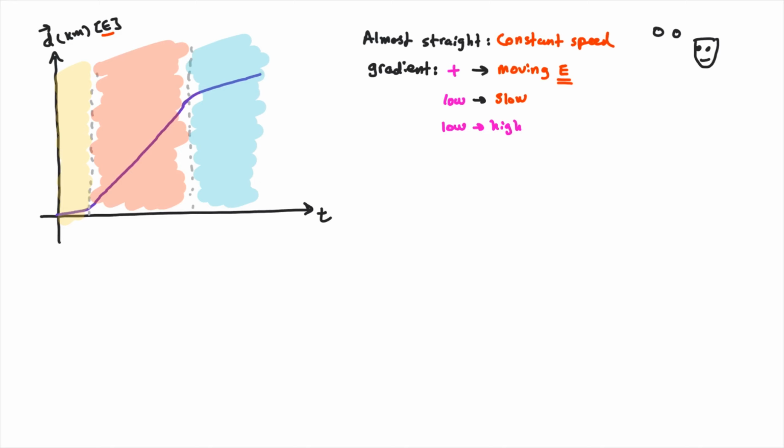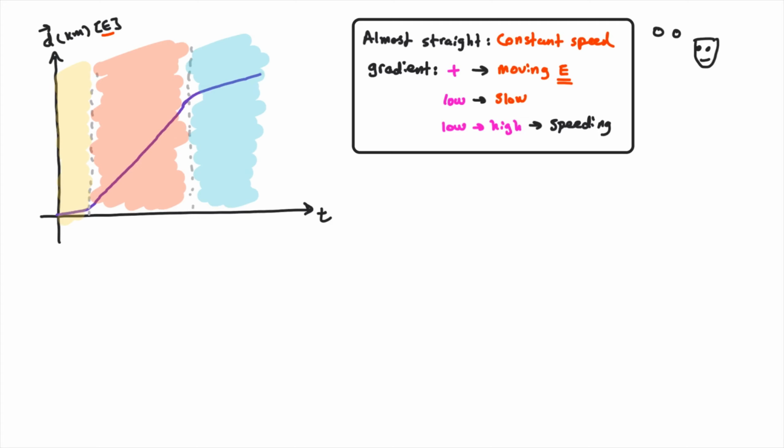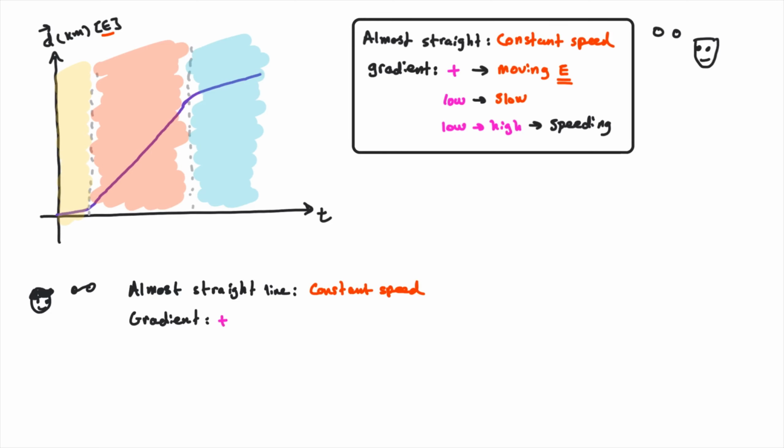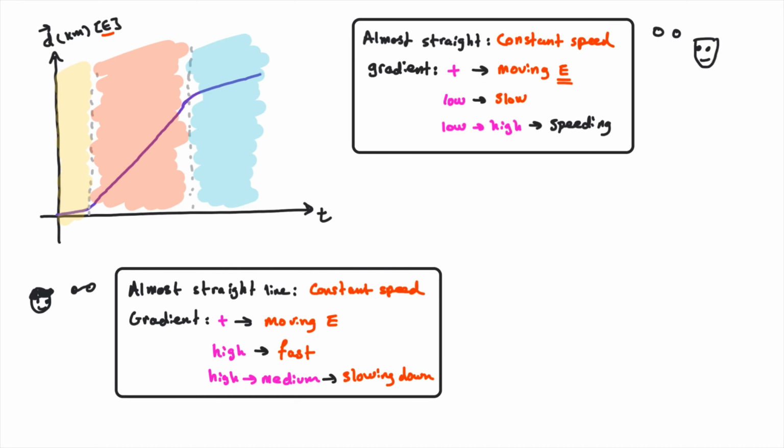As the athlete is transitioning between the sports, the slope increases, meaning that she is speeding up. Dennis said that during the bicycle ride, the line is almost straight, meaning that she has a constant speed. The gradient or the slope is positive, meaning that she is moving east, and the steepness is high, meaning that she is traveling fast. During the transition to running, the steepness of the slope is decreasing, meaning that she is slowing down.